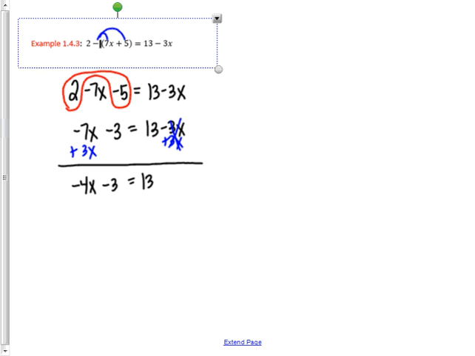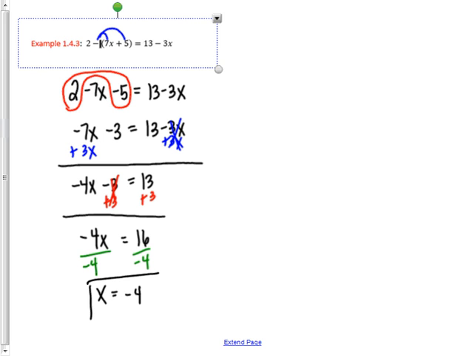All right, and let's move our constants to the right. So let's move that -3. So I'm going to add it. So I get a -4x here and then 16 here. And then again, last step is divide both sides by the coefficient of x. So I'm dividing both sides by -4, and so positive 16 divided by -4 would be -4.